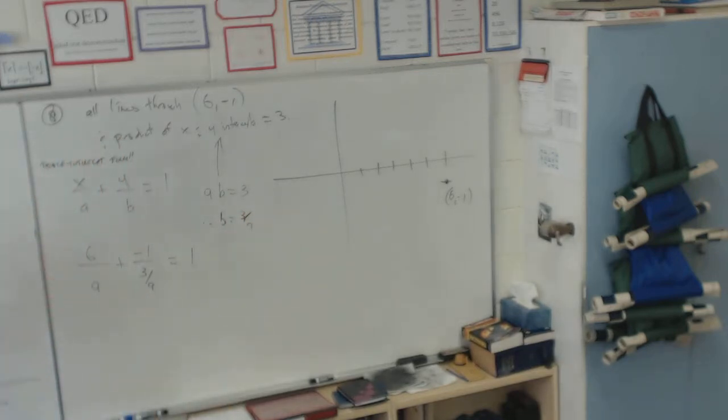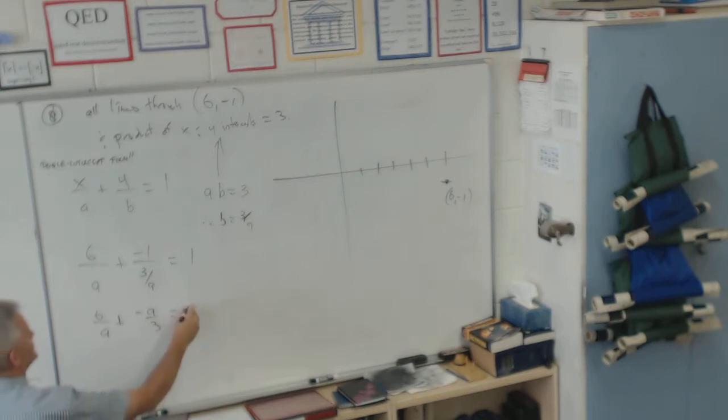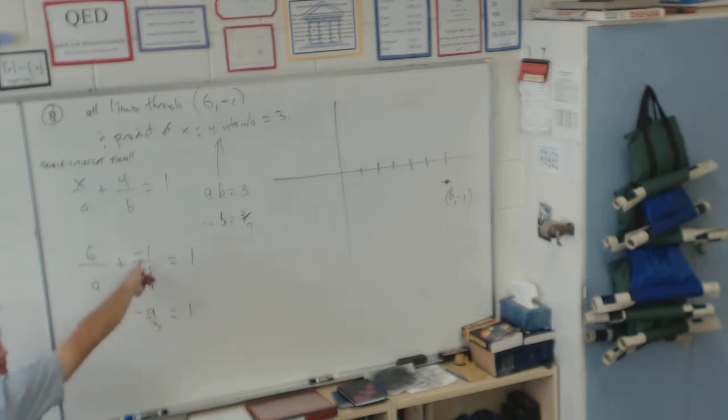Since it's just homework, you might solve this on the calculator for a. It'll give you both answers, but we'll do it by hand. I'm going to write this as 6 over a plus negative a over 3 is 1. Instead of dividing by the fraction, multiply by the reciprocal. Michael, what do I multiply by to clear out the fractions here?